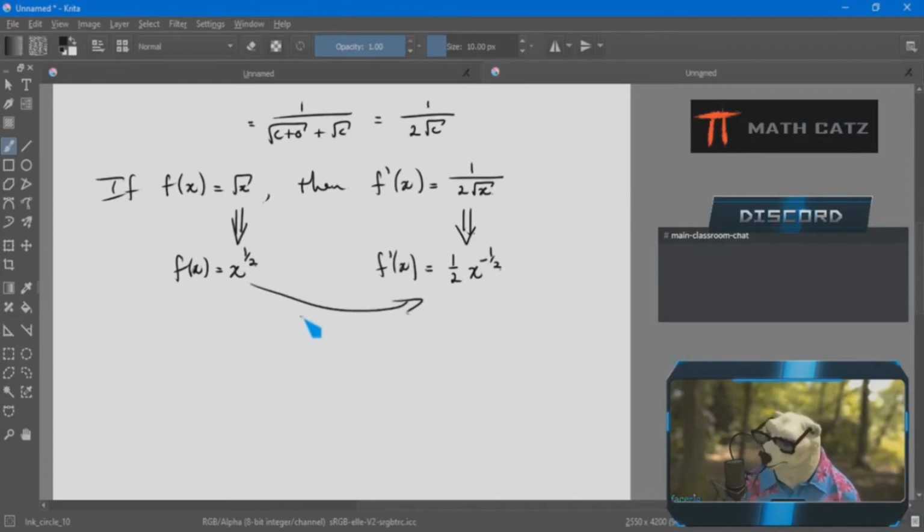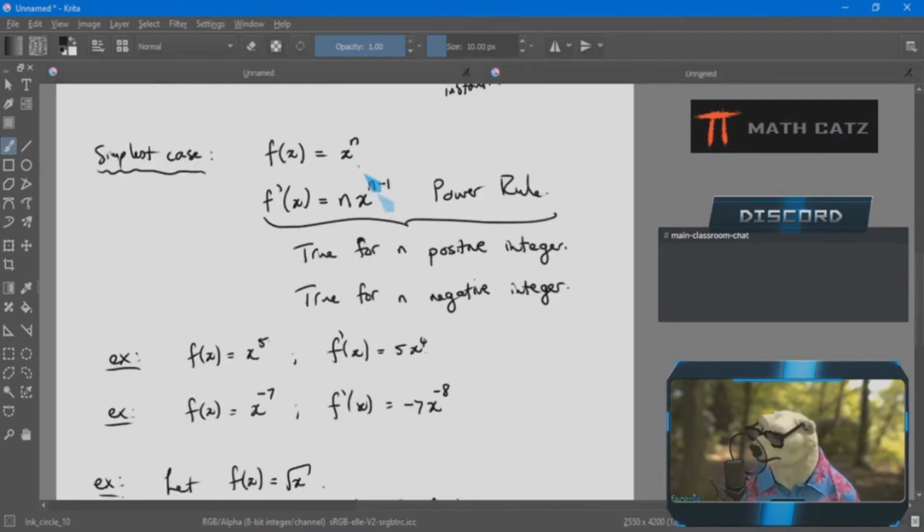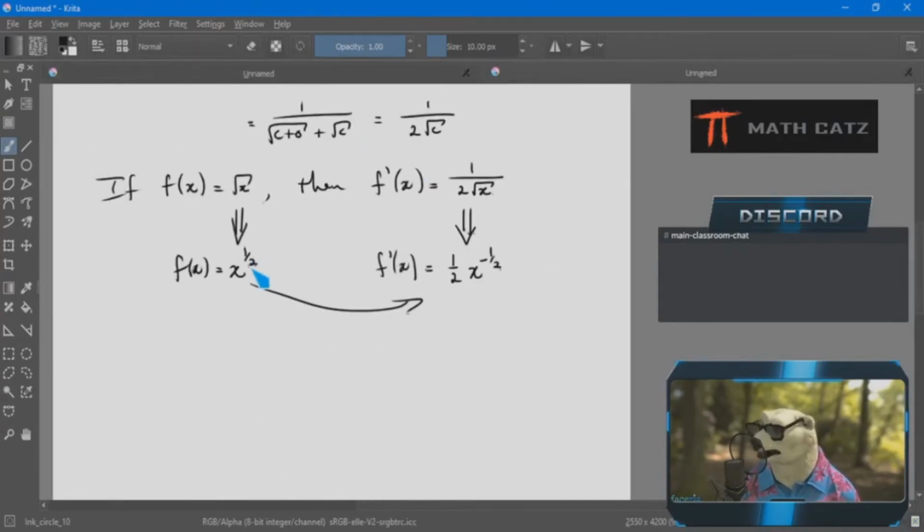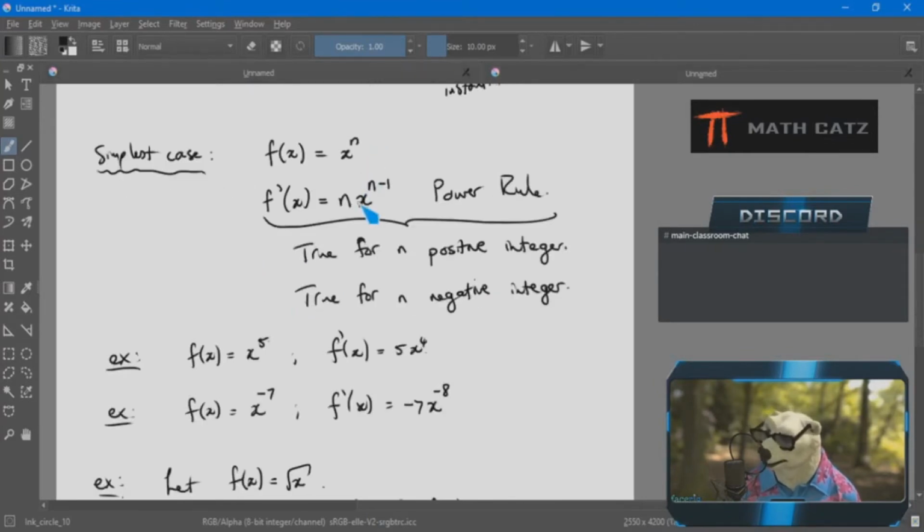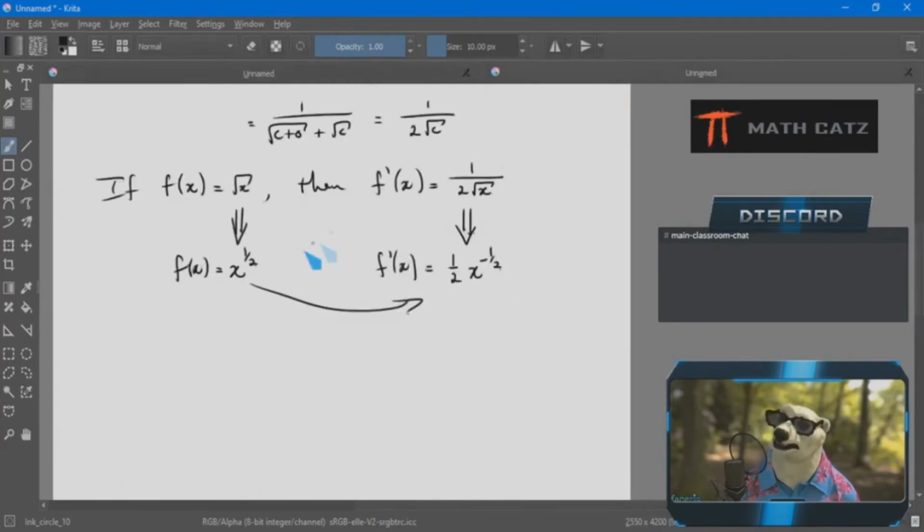Now, what would the power rule suggest? The power rule says take the power of x and move it to the front. The power of x was 1/2. It is at the front now. And then the new power of x is 1 less. Well, 1/2, what it was originally, minus 1 is negative 1/2. So the power rule works in the sense that following the power rule gets me to the derivative function as well.